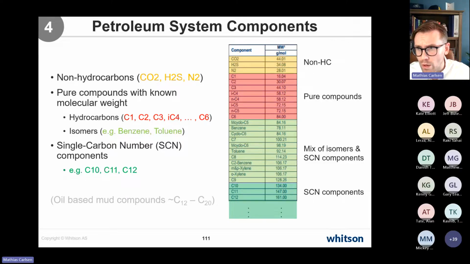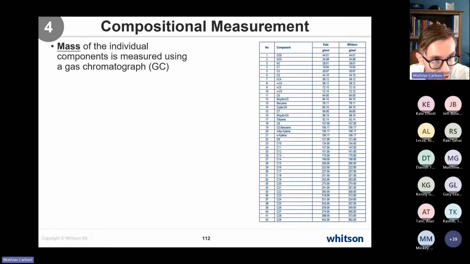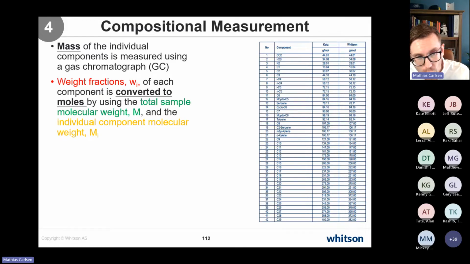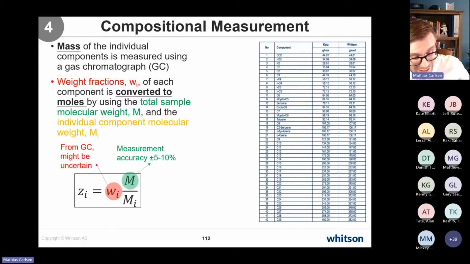If you go into a compositional measurement, or a compositional recombination, the GC tool is actually just measuring the mass of the individual components. That's what you're getting from the GC tool. Then these weight fractions are converted to moles by using the following formula right here. So this thing is what's being measured. This thing is also measured, but it has an uncertainty of plus or minus 5 to 10%.